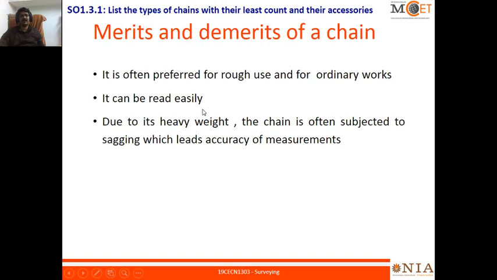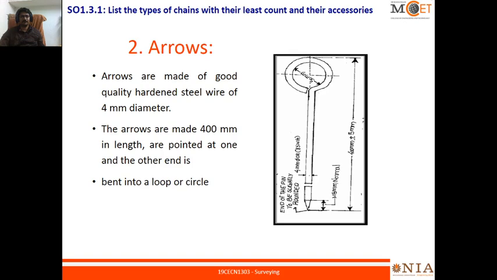The chain can be read easily due to its heavy weight. Since it is made of steel, it has its own weight. The chain is often subjected to sagging. So a catenary-like portion will form when we hold the two ends in the air. So there will be a sag, which affects the accuracy of measurement. There will be a little bit of variation. For these types of errors we are going to make a correction. How we can make the correction, we will see later.